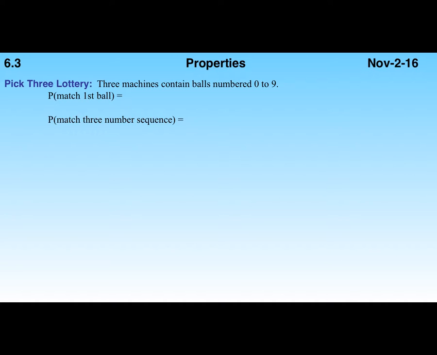Okay, so we're doing the pick 3 lotto. We have 3 machines that contain balls numbered 0 to 9. What is the probability that you would match the first ball? 1 out of 10. You're right.